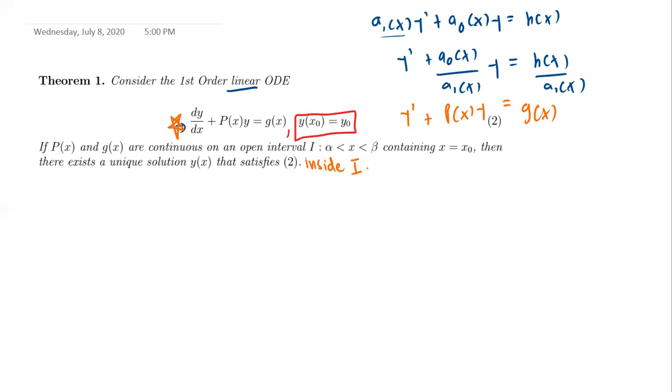So if p of x, whatever expression of x is in front of y, and g of x, whatever doesn't have any y's, which right now is written on the other side of the equal sign, are continuous on some open interval I around x naught, which contains the input for the initial condition, then that's the only condition we need. As long as p of x and g of x are continuous in some open interval containing x naught, there exists a solution, and not only does it exist, but it is unique. So there exists a unique solution for this differential equation defined on this interval I that we found.